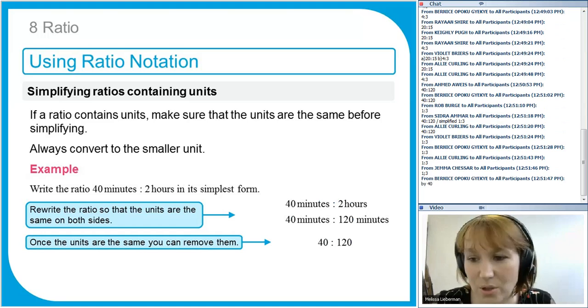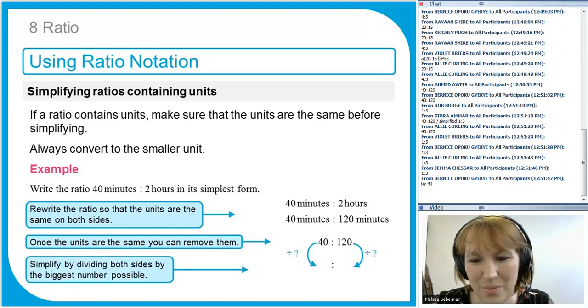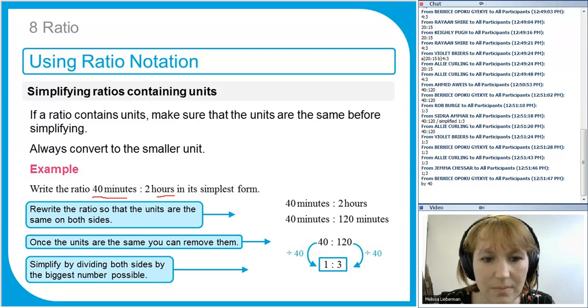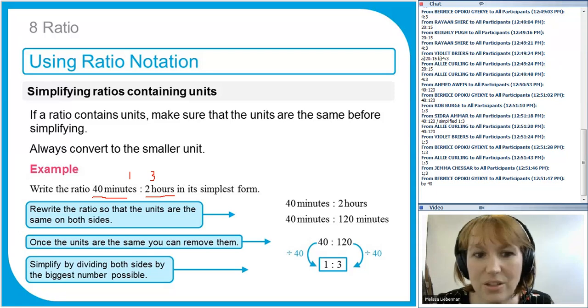Bernice, thank you, by 40. 1 to 3. Violet, Bernice, Ali and Gemma, fantastic work. So we divide both of them by 40, and our ratio is 1 to 3. So the ratio 40 minutes to 2 hours is equivalent to the ratio 1 to 3, because 2 hours is 3 times 40 minutes.